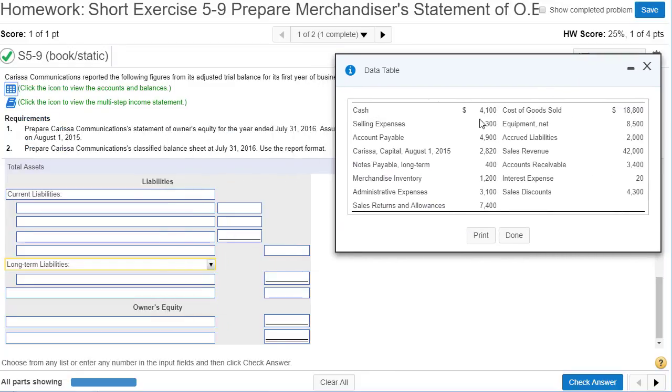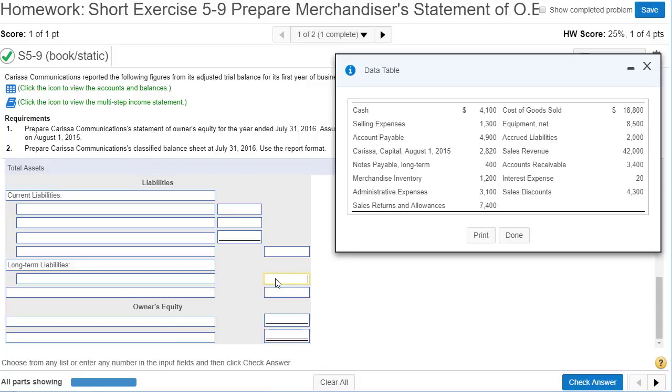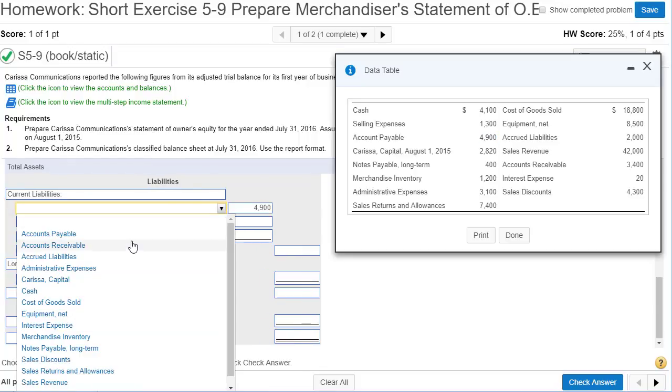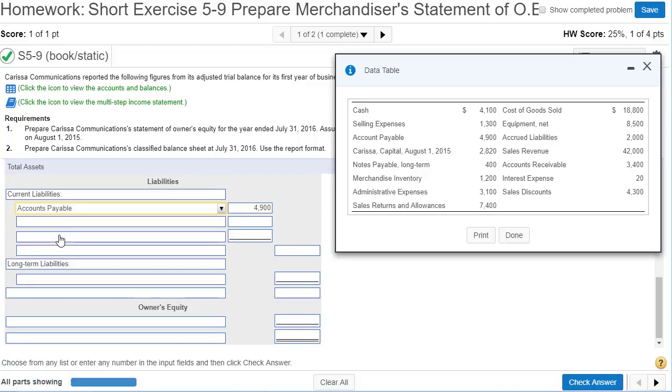So let's start up here with cash and work our way down until we find a liability, a current liability, $4,900. AP is definitely a current liability. The definition of a current liability is something that you expect to pay within the next 12 months. See if we have any other current liabilities.